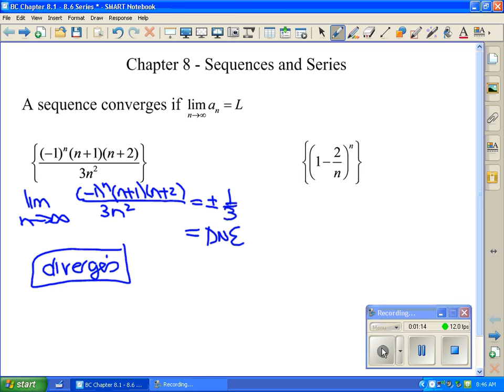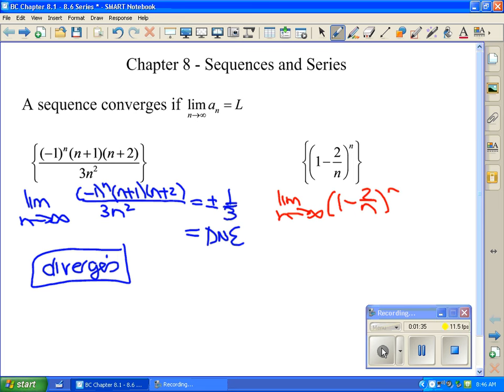In the second sequence, I have 1 minus 2 over n, to the n, and I'm taking the limit as n approaches infinity of 1 minus 2 over n to the n power. Now remember, n's getting larger and larger, but technically 2 over n is not equal to 0. It's something real, a little bit larger than 0, so we have a number less than 1 as a result.